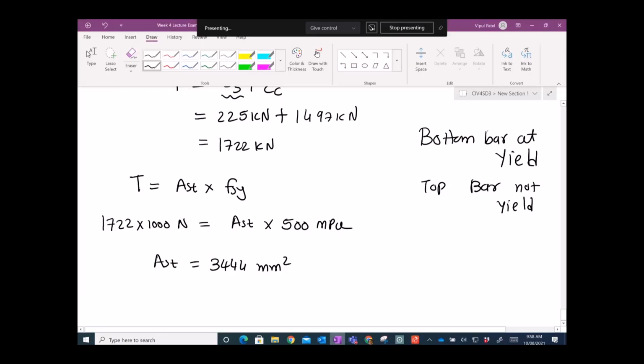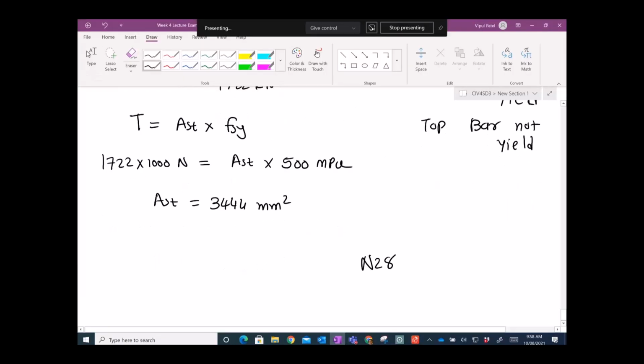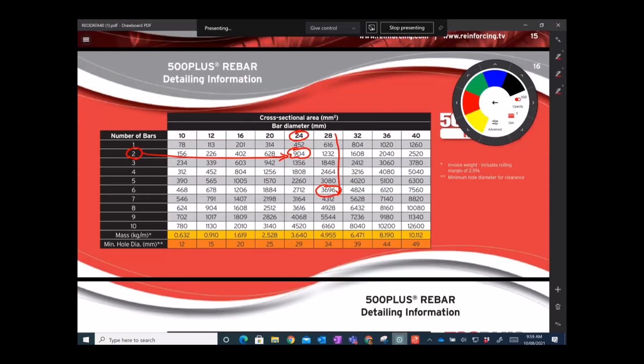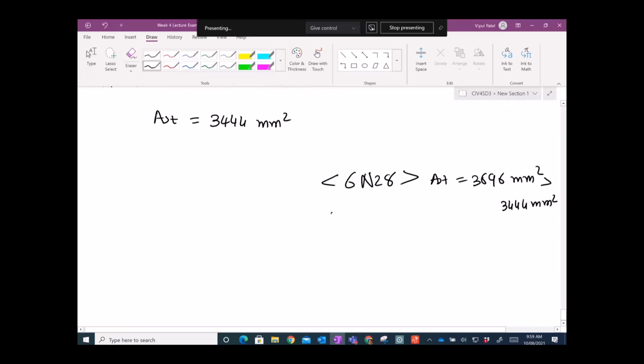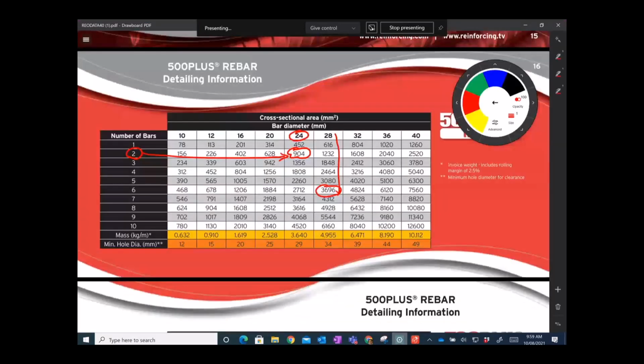You have the option of using N28, 6 bars, and you have AST of 3696 millimeter square, which is greater than your required 344. So that is okay. But we don't want to order two different sets of bars. It is difficult for these persons to look, oh, top bar 24, bottom bar 28. It creates labor cost increase. So in that case, let's stick with 24 at bottom and top.